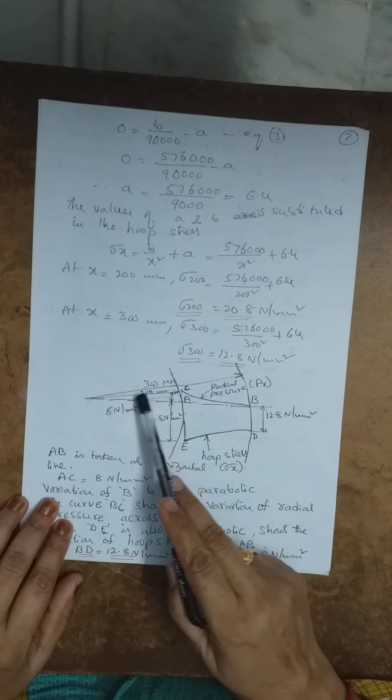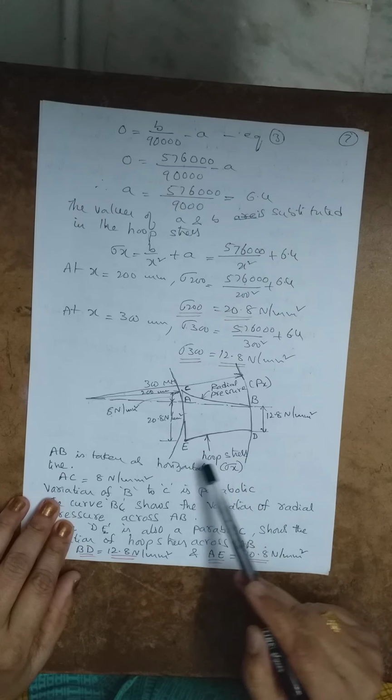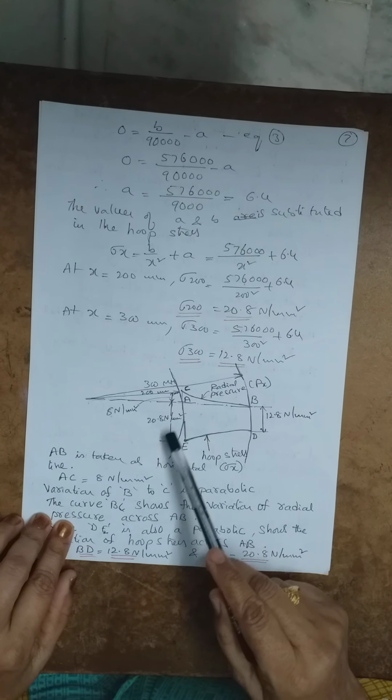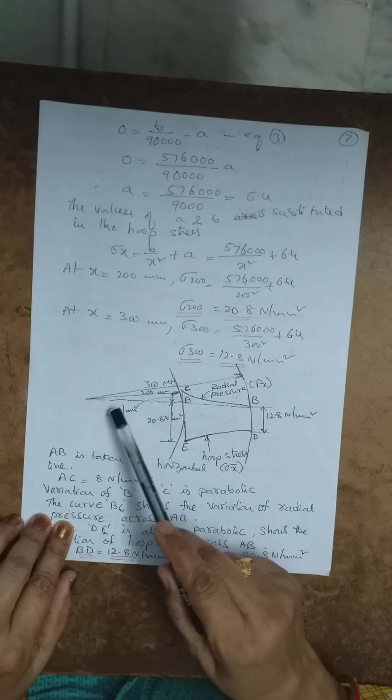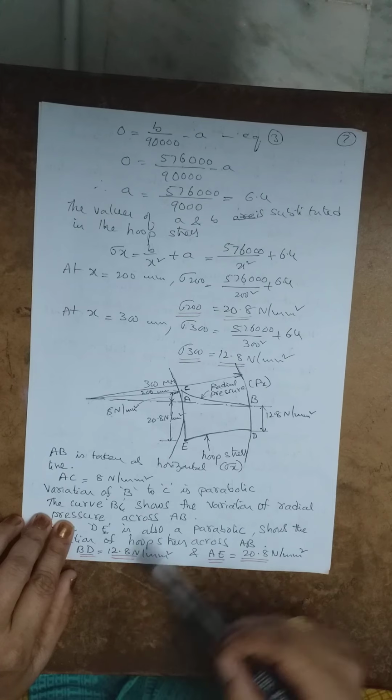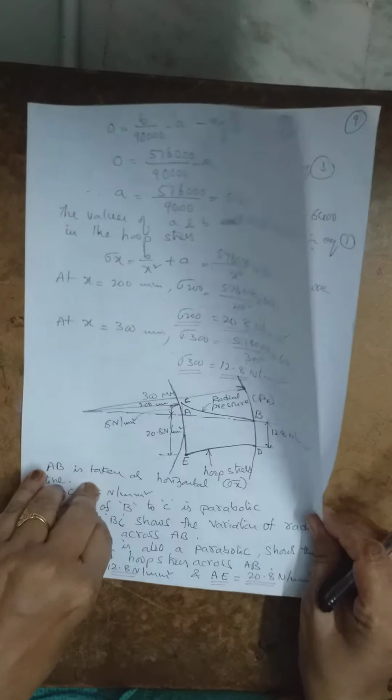And here if you see, this is 300 of course, and this is the hoop stress distribution, this is the 300 line, and this is 200. So this is about this question.